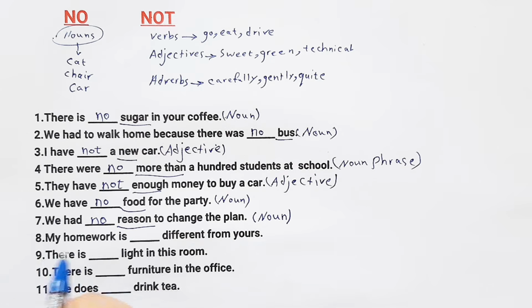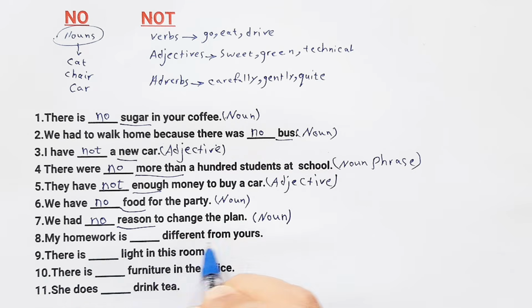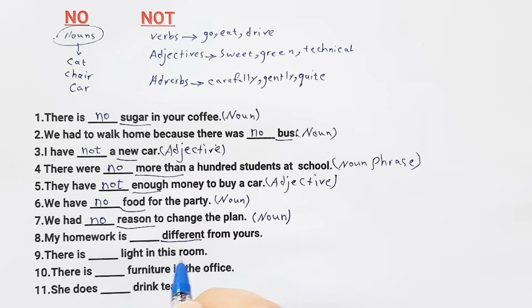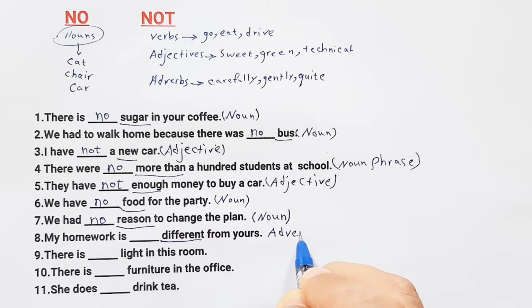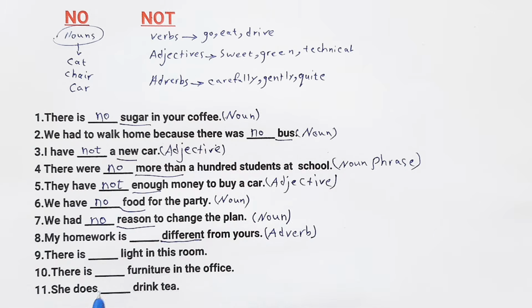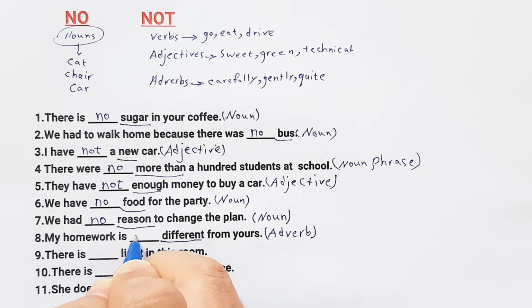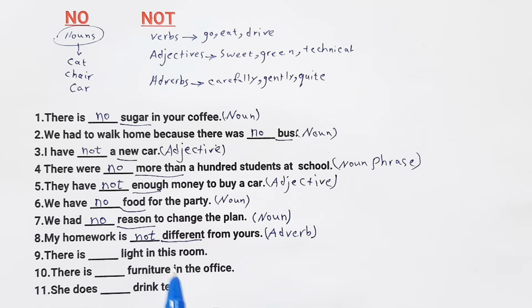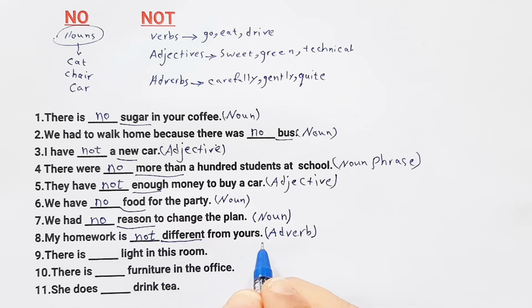Number 8, my homework is blank, different from yours. In English grammar, the word different is an adverb. We said for adverbs we use not. So we say my homework is not different from yours.